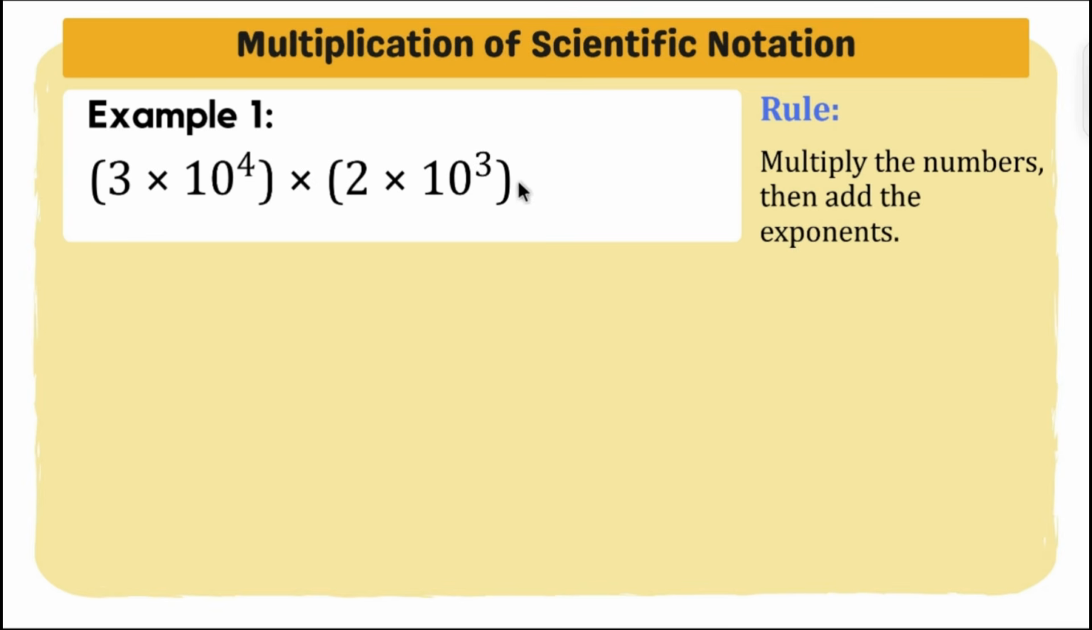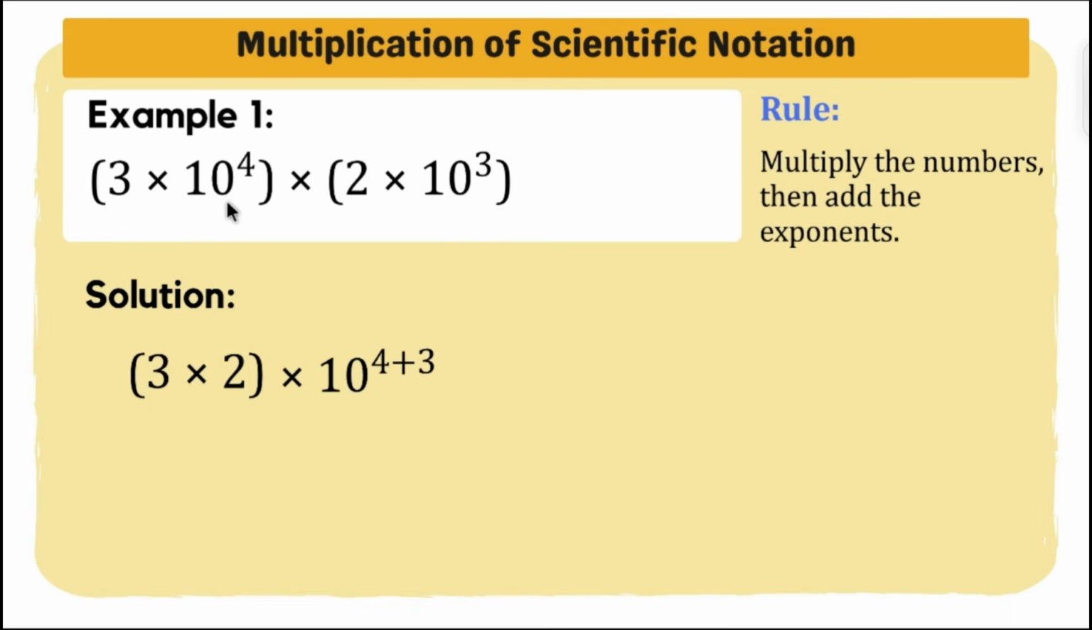We have here 4 and 3. So, anong magiging sagot? We can multiply first 3 and then 2. So, 3 times 2. And then yung atin pong times 10 raised to 4 plus 3. I-add lang po natin yung dalawang exponent na magkaiba. Okay, so ang ating sagot, 6 times 10 raised to 7. 3 times 2 is 6 and then 4 plus 3 is 7. Ganun lang po kasimple pag multiplication of scientific notation.